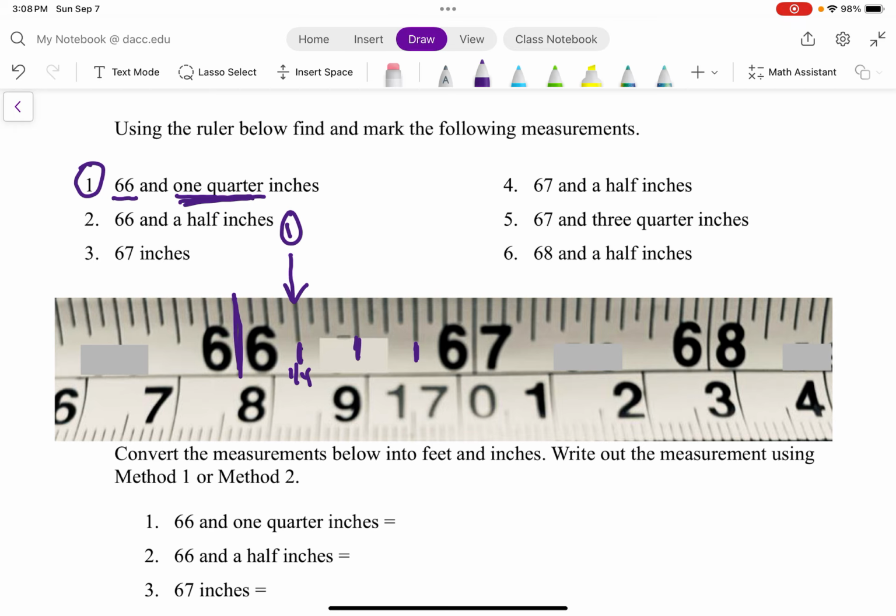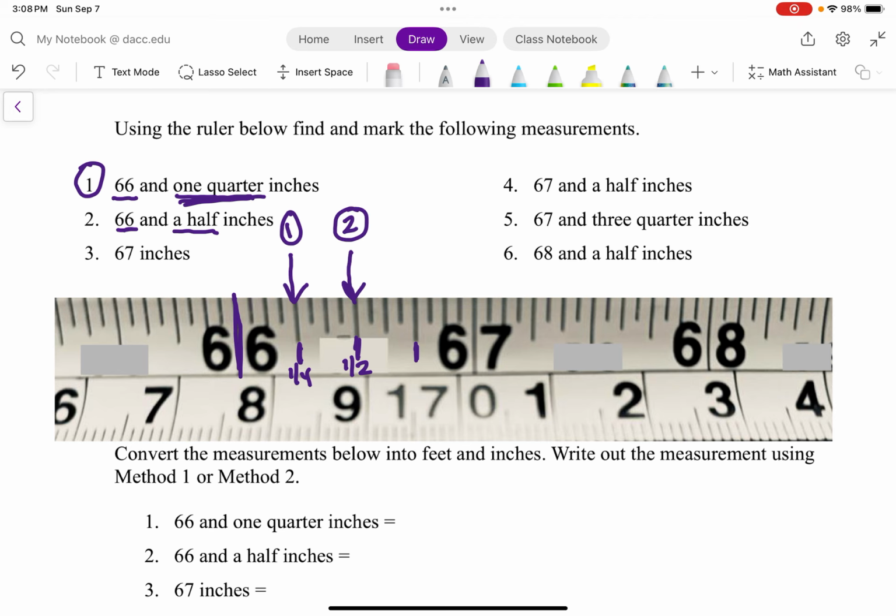What about number 2? Number 2 is saying 66 1/2. So we're still at the 66. Which one of these marks is the half? It's the second one. It's the one right in the middle between 66 and 67. So 66 1/2 is number 2 right there.